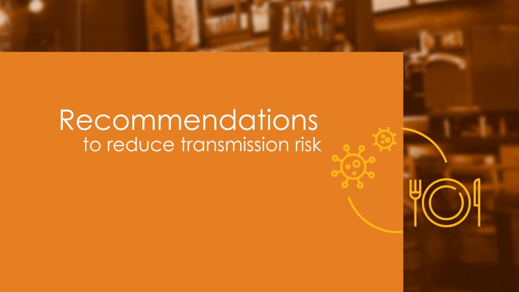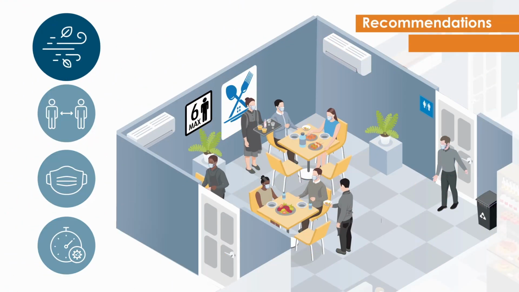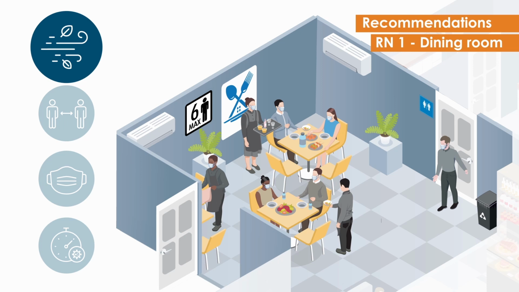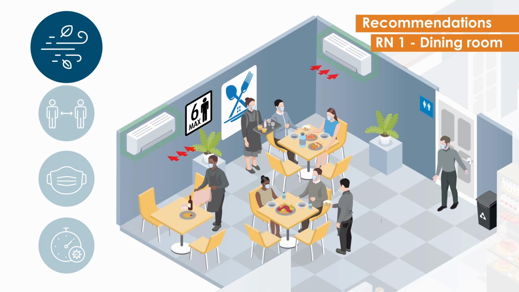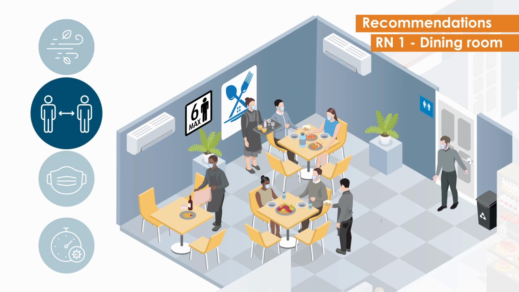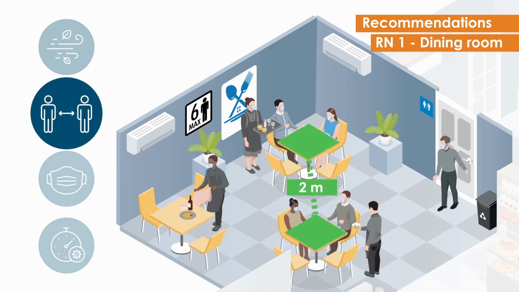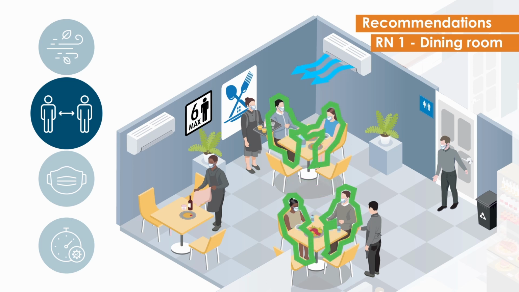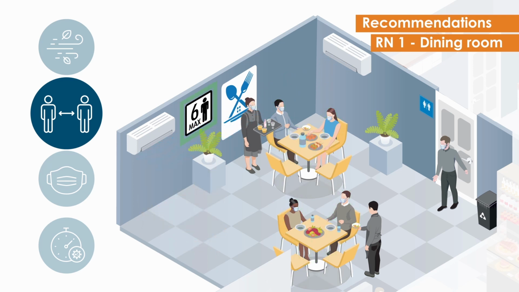Recommendations to reduce transmission risk. Keep the doors open and turn the air conditioning on in full extraction or maximum extraction mode, allowing the greatest possible air renewal and avoiding its recirculation. Ensure 2 meters between tables. Ideally, accommodate diners by preventing the airstream from flowing directly from one table to another. Communicate and control the maximum capacity allowed according to each space.